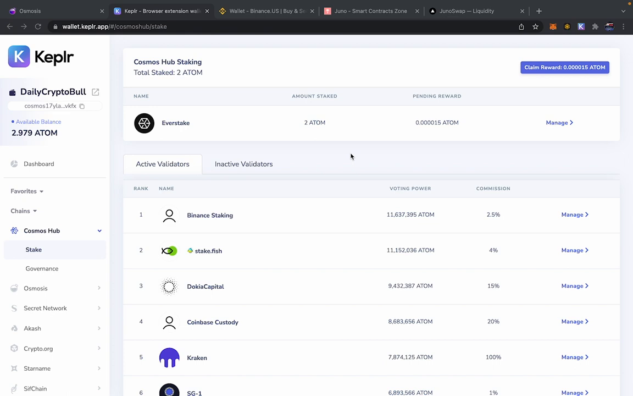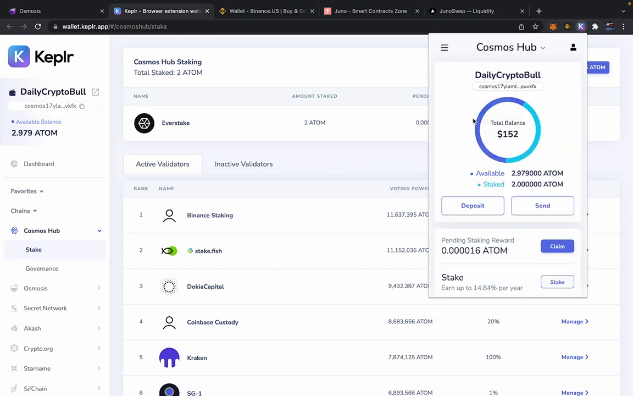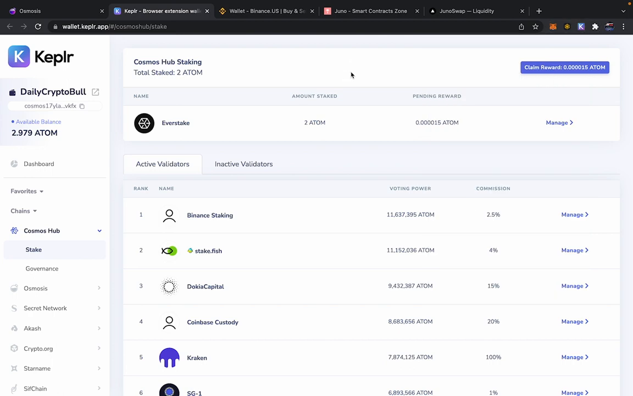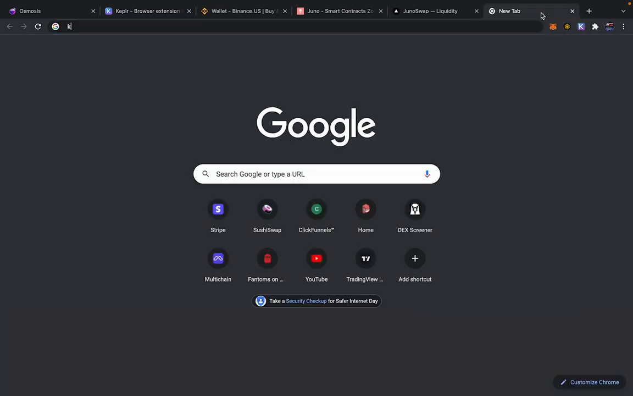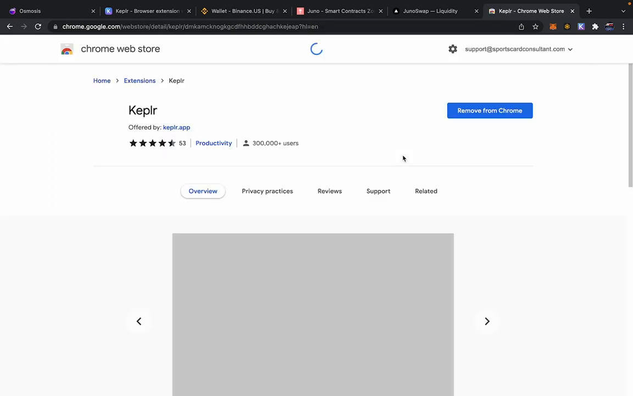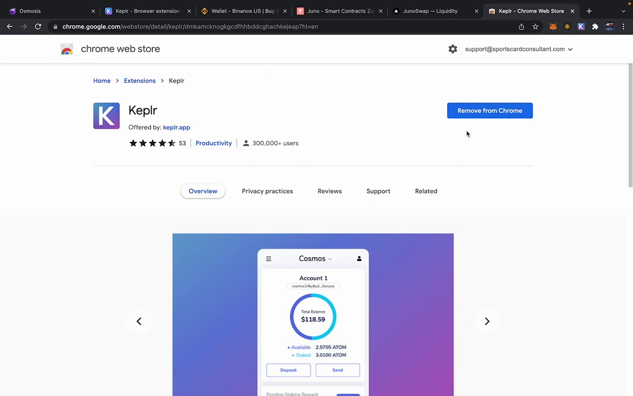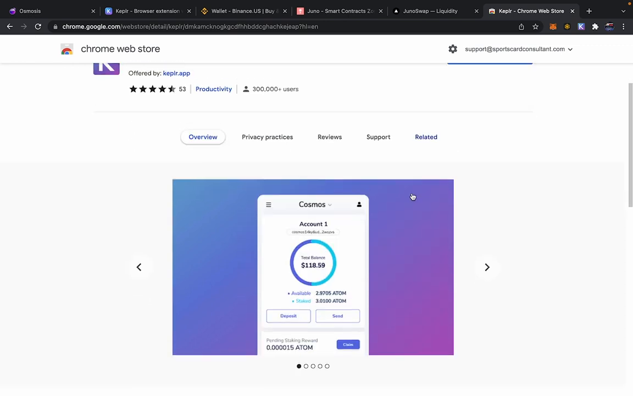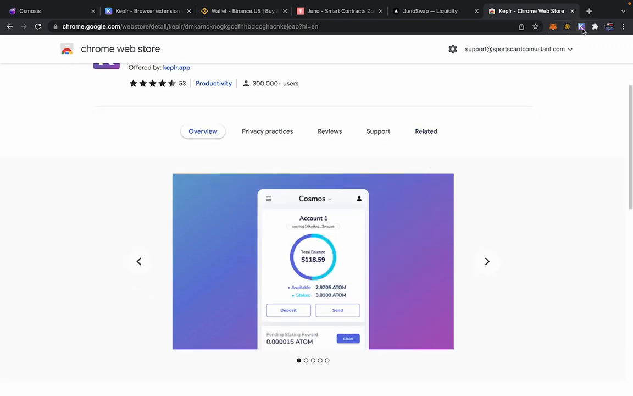Now, here we are on our Keplr screen. Keplr is the wallet that you want to have for the Cosmos Atom ecosystem. Just go Keplr, Google. It's a Chrome extension. I'm not going to download it here. I already have it. I would have to remove it. You just download it and install it on your Chrome browser.